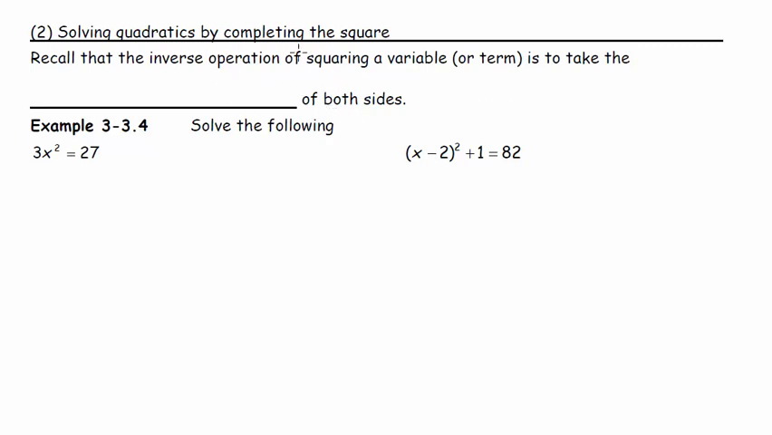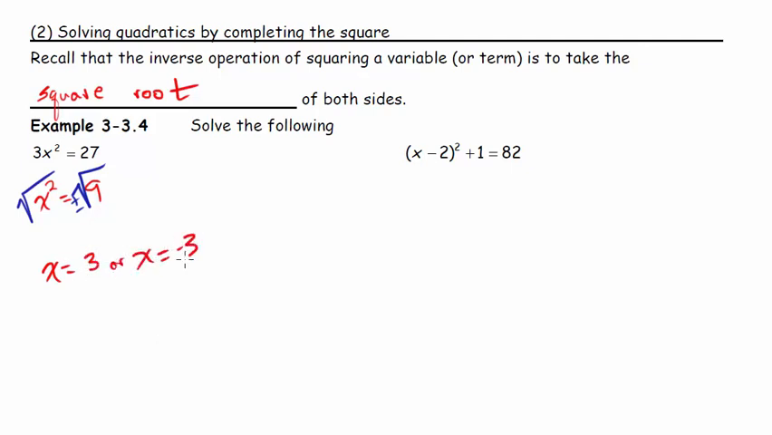Recall strategy 2, completing the square. Recall that the inverse operation of squaring a variable or a term is to take the square root of both sides of the equation. So let's say I wanted to solve this equation here. I might divide both sides by 3. Right? And then I want to solve for x, so I might take the square root of both sides. And this will be the principal square root. No, the square root. So I would get that either x is 3 or x is negative 3.